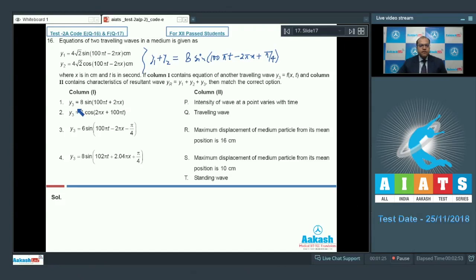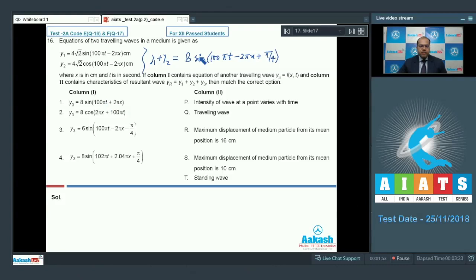Now if I consider the first entry of column 1, y3 is equal to 8 sine of 100 pi t plus 2 pi x. Both are sine functions and their frequencies are the same. The resultant of y1 and y2 is moving in the positive x direction and y3 is moving in the negative x direction. Their amplitudes are the same, so they will form a standing wave.